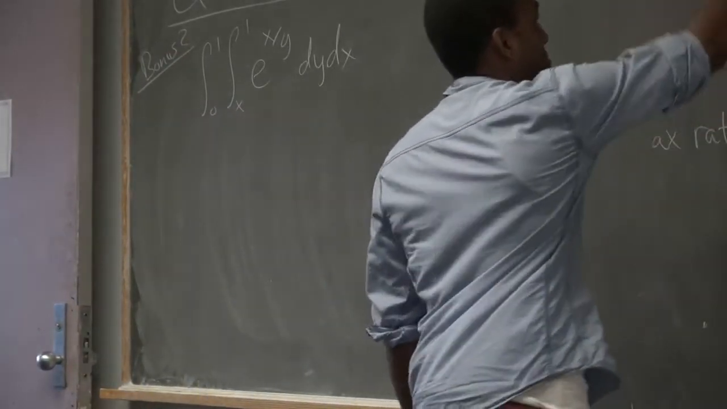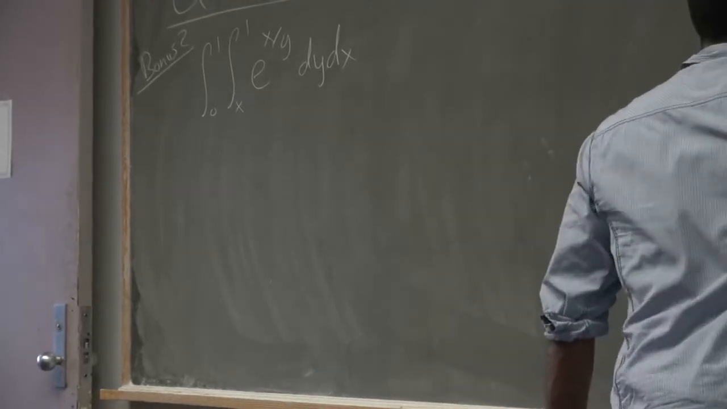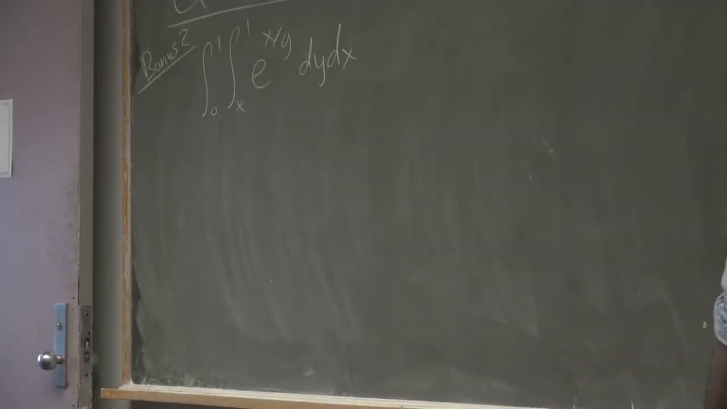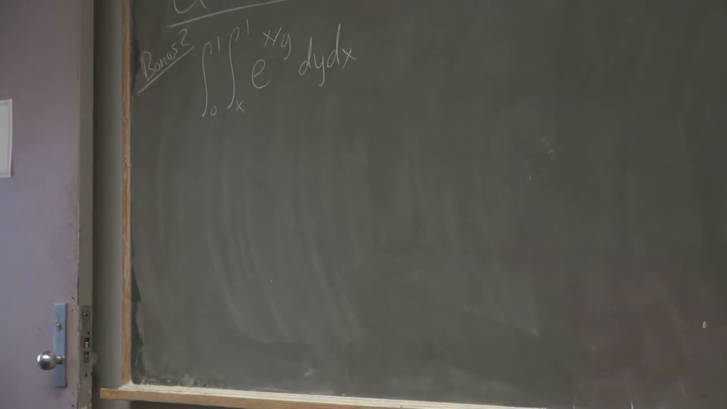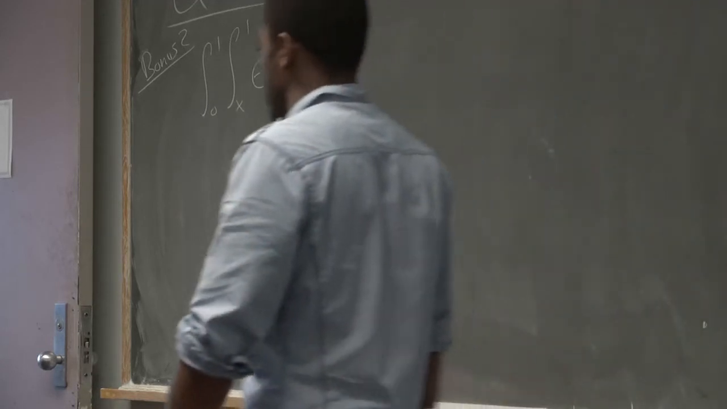Let's do the first one. So here's where we're going to start. Can you describe the region that I'm integrating over? We know how to integrate over rectangles, but we're actually not integrating over a rectangle here. Can you tell me what region we're integrating over?